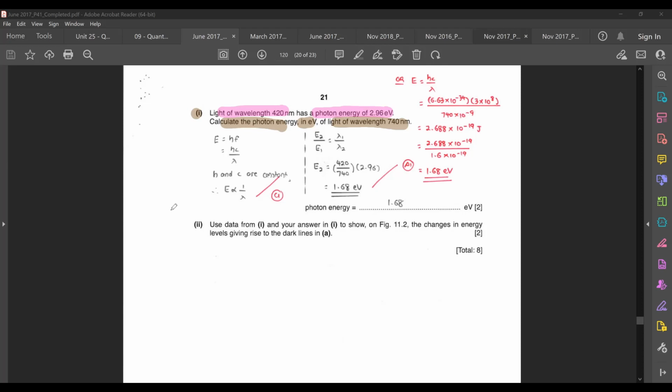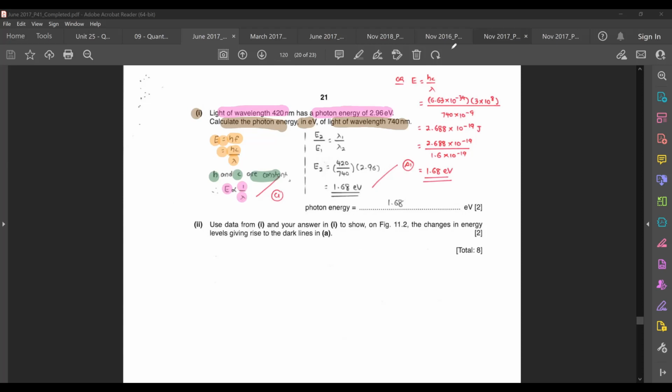So this one, you can do it in 2 different ways, using a ratio method or just direct calculation. If I wanted to do it using a ratio method, that one would be the ones that I've already written in pencil here. You could say that because you're dealing with photons, E is equal to hf or hc over lambda. There are certain things that are constant there. Planck constant and speed of light are constant. That would mean that your photon energy is inversely proportional to your wavelength.